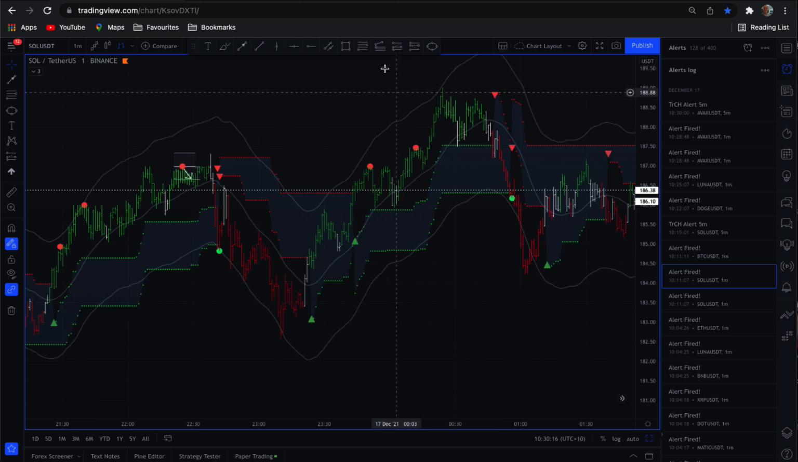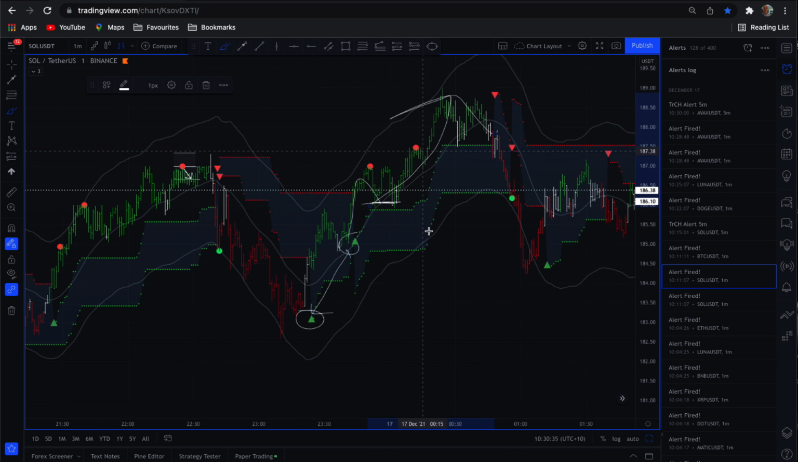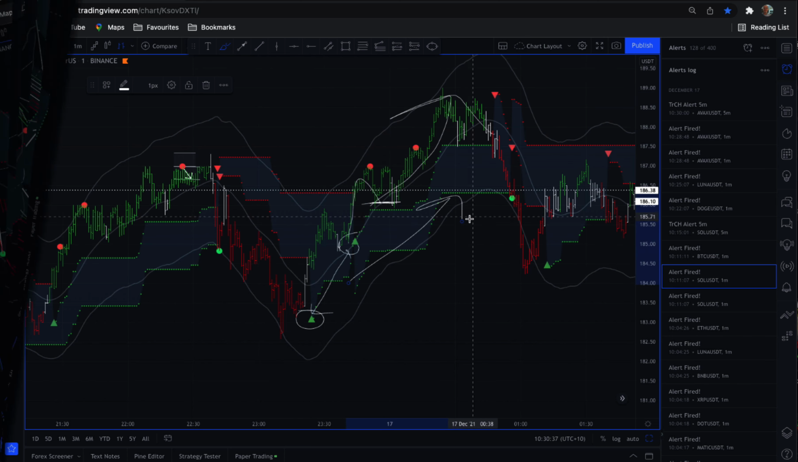This is the other situation here. This is the other one. We get a break into the cloud like this, and then when we get a break out of the cloud, 2 green consecutive triangles followed, then after the break out of the cloud, that's going to be our entry. It's a little bit late, but it gives you a bit more confidence in this trend.